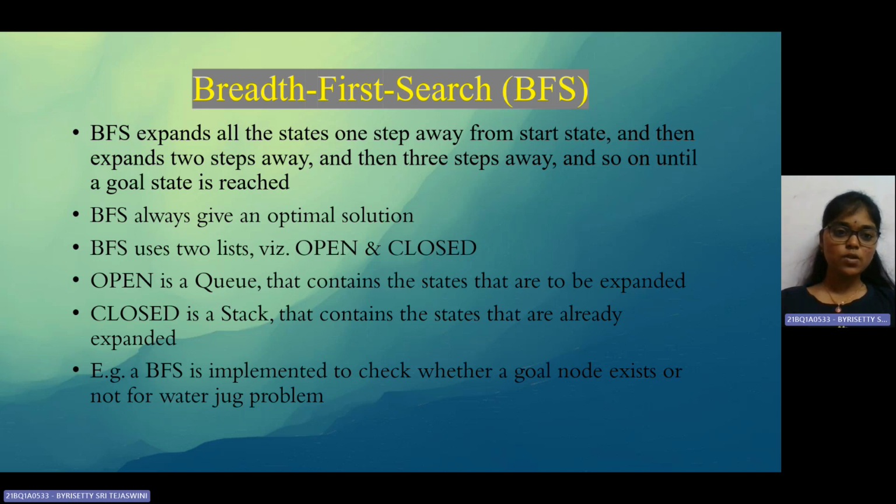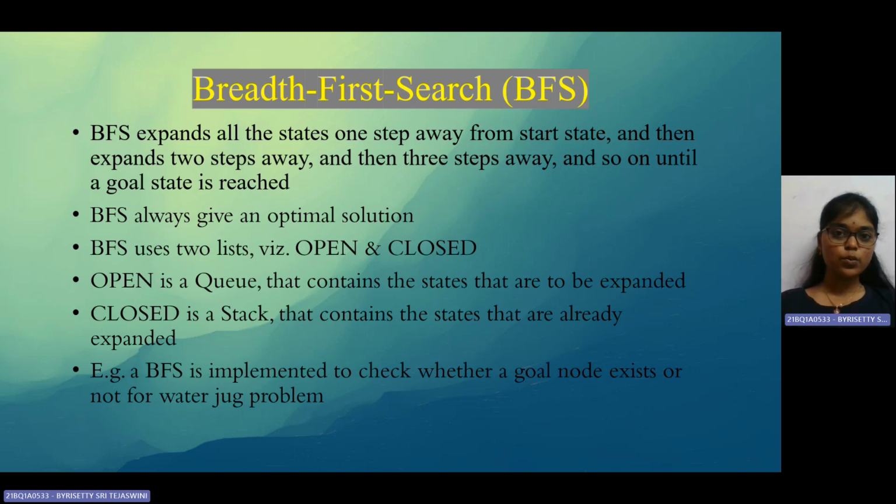BFS expands all the states one step away from the start state and then expands two steps away and then three steps away and so on until the goal state is reached. So as it is given, BFS expands the corresponding states of one state, and those corresponding states are expanded, until the goal state is reached. Which are its corresponding states?